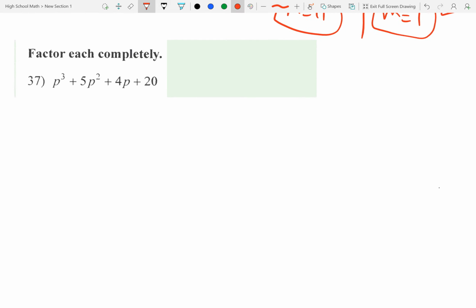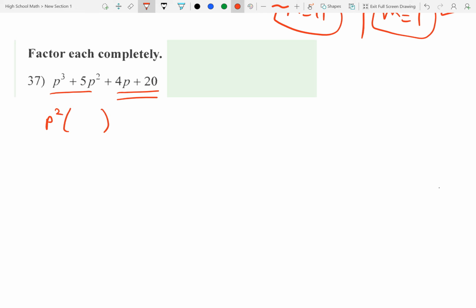Factor each completely. If you're just completing Algebra 1, we didn't do too much of this, factor by grouping. But here's the way you do it. You begin by grouping two pairs of the terms. I'm looking at my first pair and this second pair. Find the greatest common factor between each pair. You have p cubed plus 5p squared. Notice they both have a p. I can factor that out. How much? The least power. Go to the least, take it all.